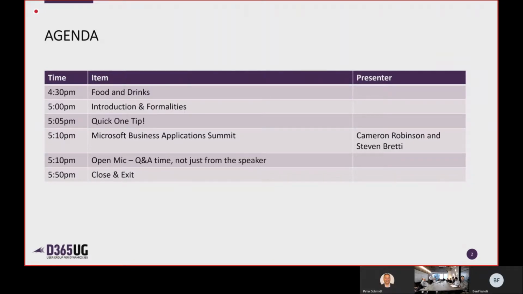We'll go through some introduction formalities, a quick one tip, and then the main event, which is going to be the guts of this session. Cameron and Stephen can take us through what they've taken away from the business summit. And then questions and answers. If you're a customer or have any questions, feel free to ask as many as you want.